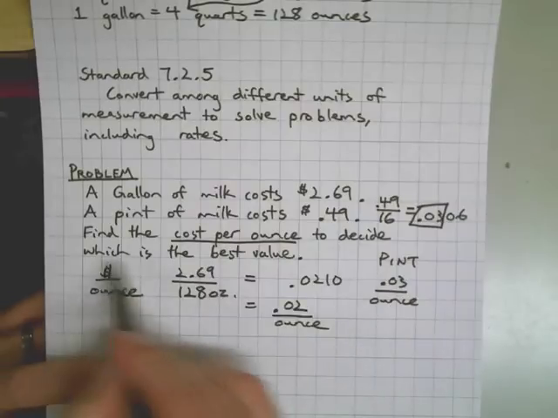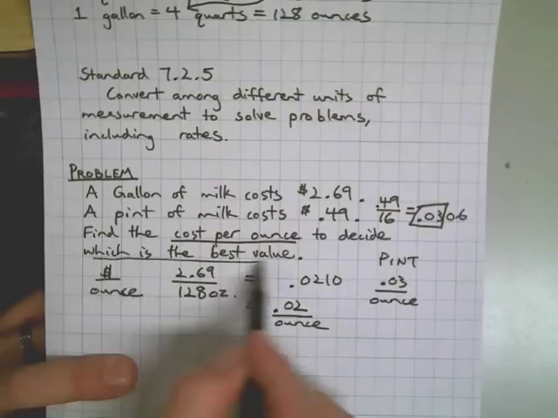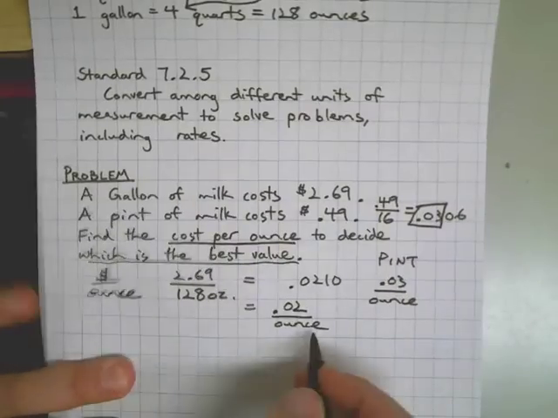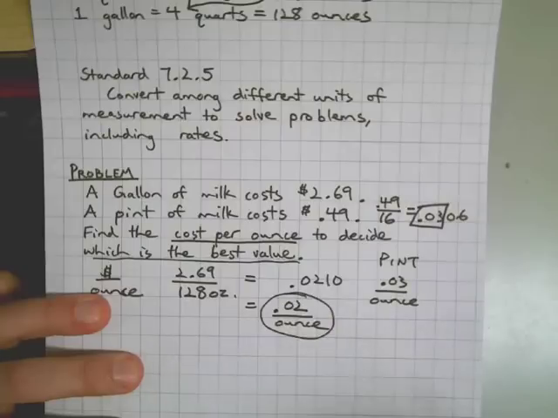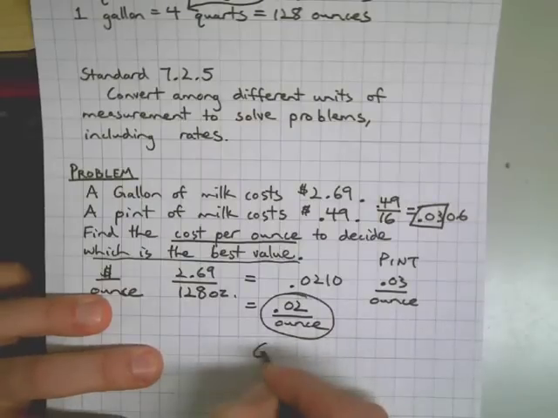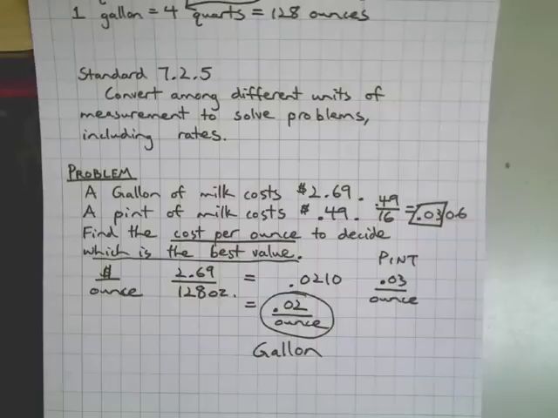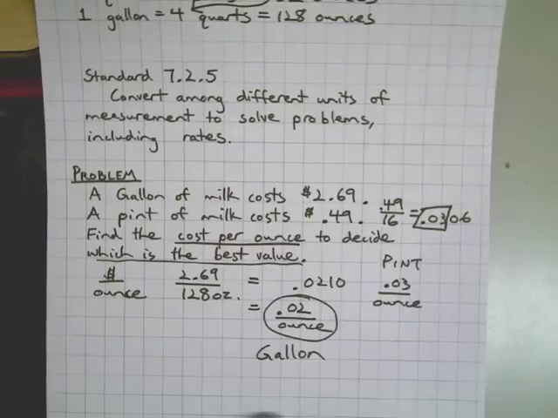And which is the best value? That's the question being asked here. And it looks like this one is. It's less per ounce. So we should buy the gallon. That's it. Now let's do your very own practice problem.